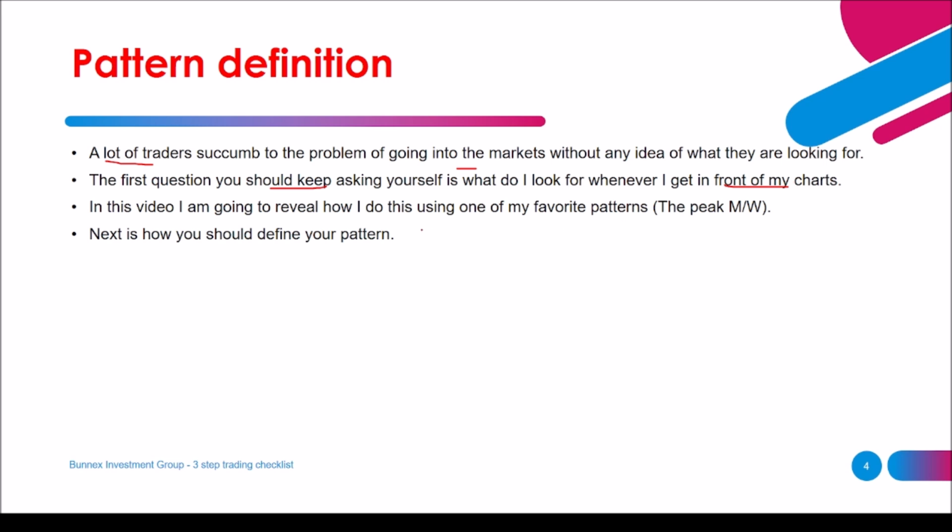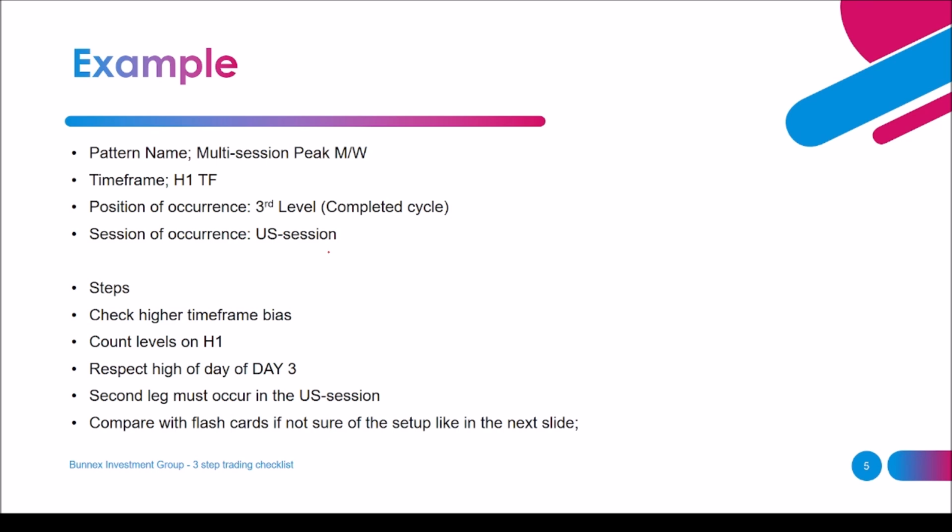In this video, I'm going to review how I do this using one of my favorite patterns, which is the peak W or M. It's actually a reversal trade type. So next is how you should define your pattern. The first thing that you need is to actually have a pattern name. Probably you have several of them. Like in my case, I have around 6 trade patterns that I look for on the charts.